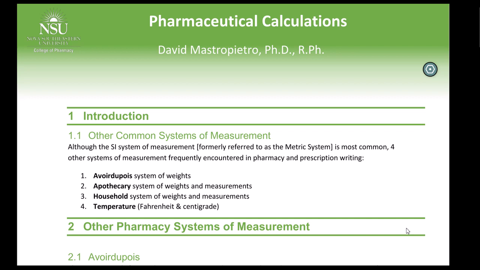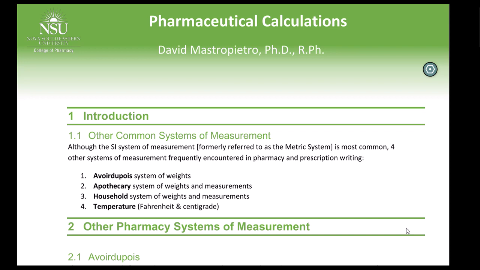This video will be going over other common systems of measurement. The video before this looked at the SI units of measurement, which are very common in pharmacy, but there are some other ones that we encounter quite often in pharmacy that we need to address and be able to understand. So with those four, we have the Avoirdupois System, which is the one we typically see for weights and measurements.